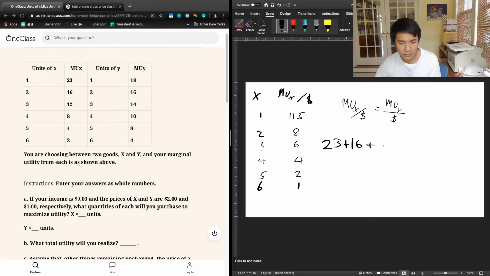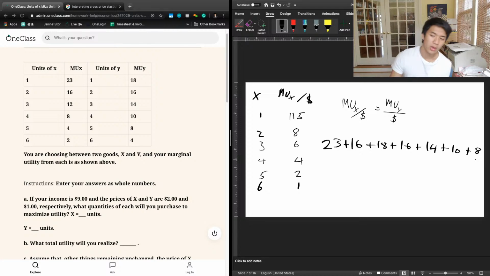And then for good Y, the first unit gave us 18 units of utility, the second gave us 16, third gave us 14, fourth gave us 10, and fifth gave us 8. And so these are the 7 units we purchased total. The first 2 are our units of X, 23 and 16 for our marginal utility, and the last 5 are our 5 units of Y. And added all together, we get our total utility. So what is the correct answer here?